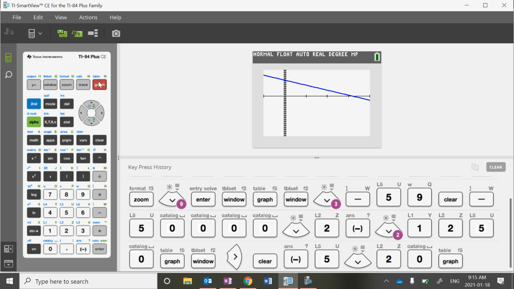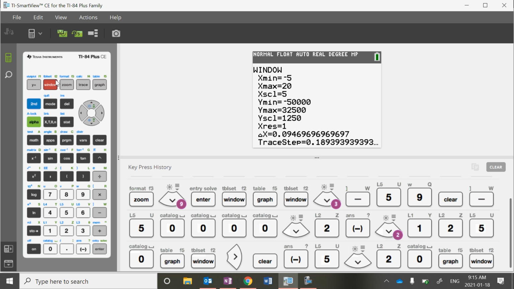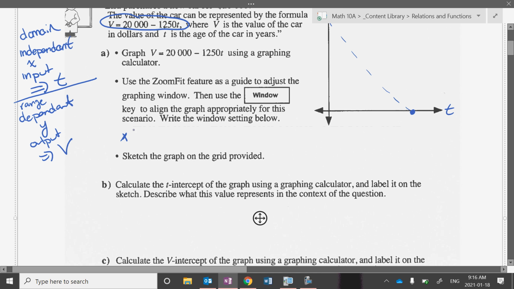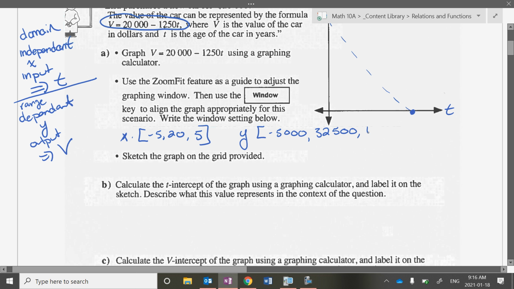Did I need to go that negative on my y? No. Is that okay that I did? Totally. So my window settings were -5, 20, and 5. So the first question asks, what are your window settings? We would write them out as x: -5, 20, and I went up by 5. Could you have different answers here? Totally. My y window settings were at -5,000, I think 32,500, and they went up by 1,250.